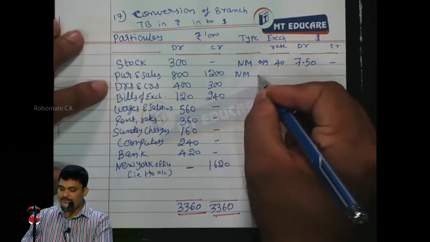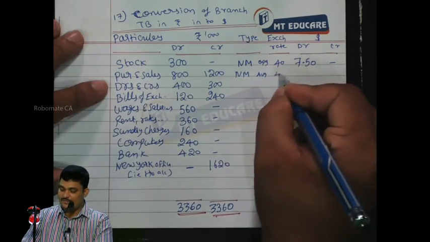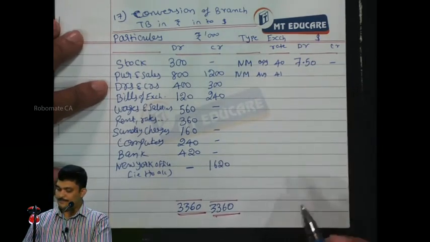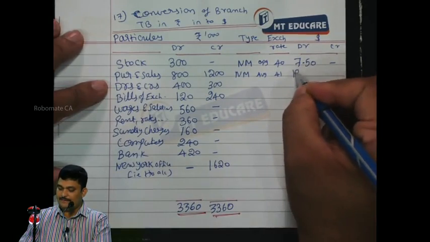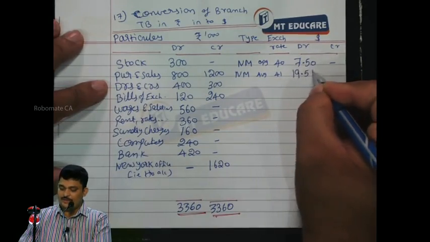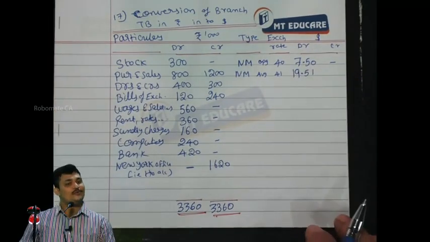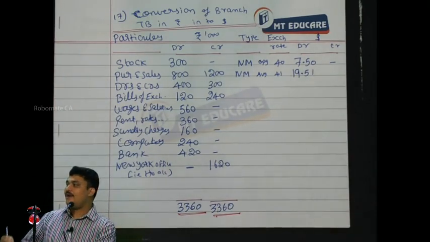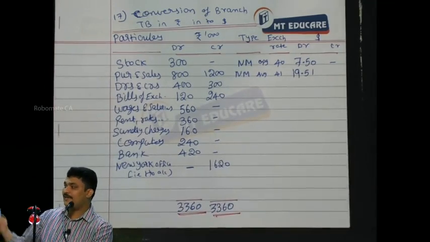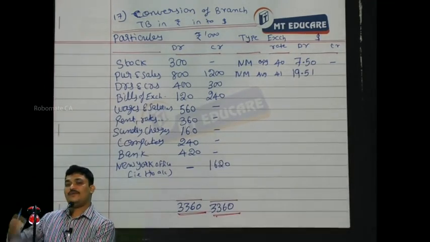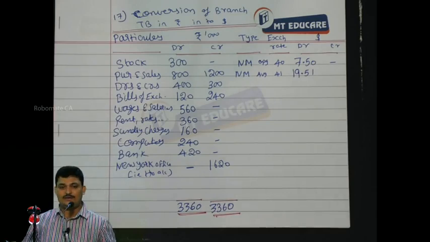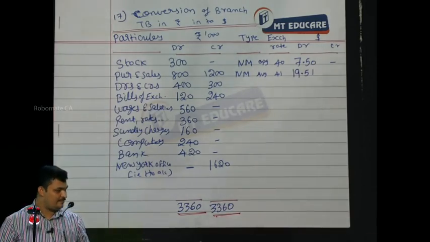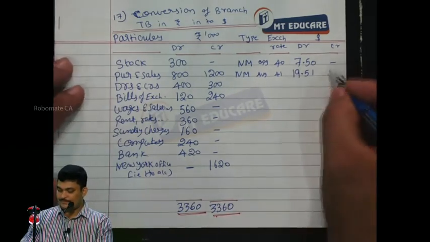Non-monetary. We use the average 41. 19 point. So when you approximate to two decimals, you should be very careful approximating that. Suppose it is 19.516 means 19.52. 19.513 means 19.51. That approximation you should properly do. Similar.